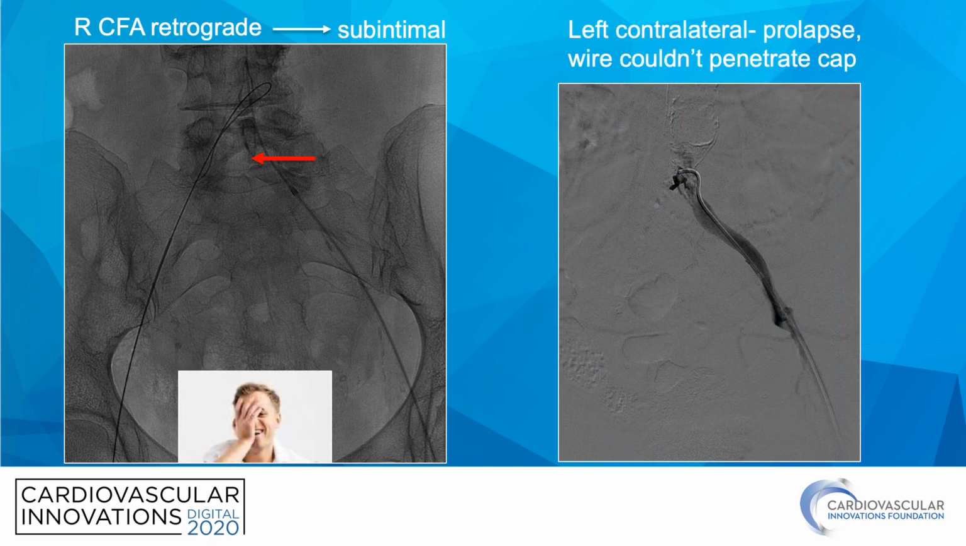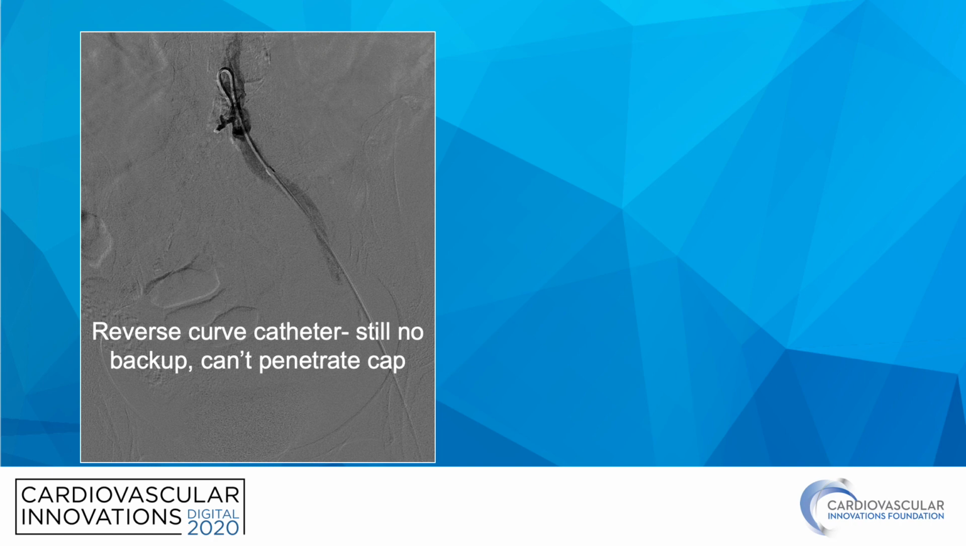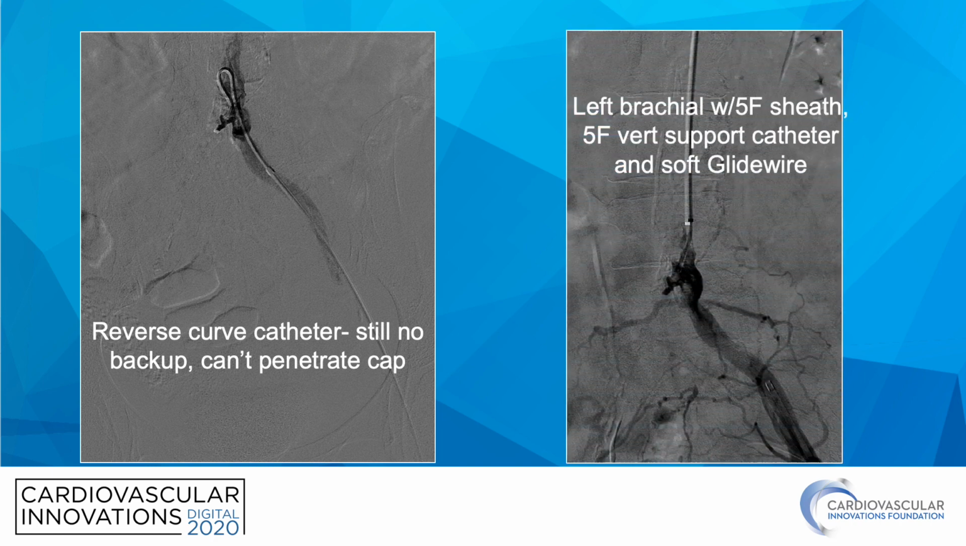Tried from a left up and over approach, but again, because it was such a short cap, we just didn't have enough ability to penetrate that cap, even with the reverse curve catheter. So in this particular case, simply switched to an antegrade approach from a left brachial artery.